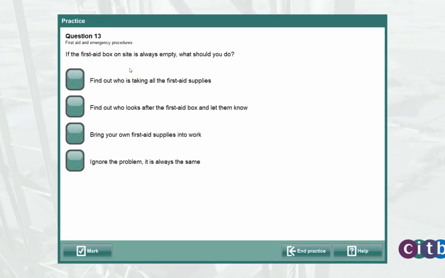The first aid box on site is always empty. What should you do? Find out who is taking all the first aid supplies. Find out who looks after the first aid box and let them know. Bring your own first aid supplies into work. Ignore the problem. It's always the same.